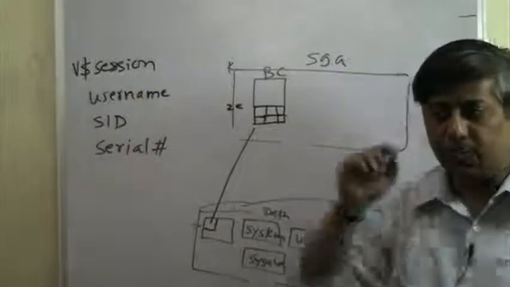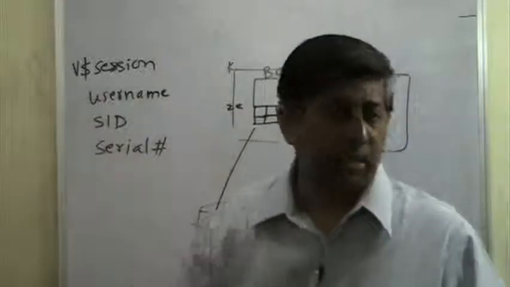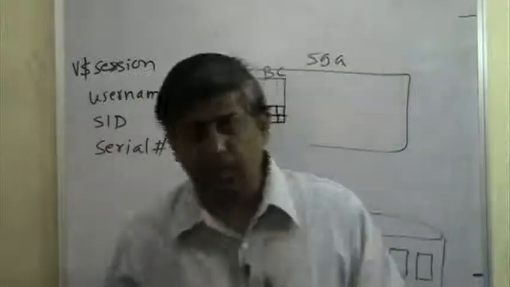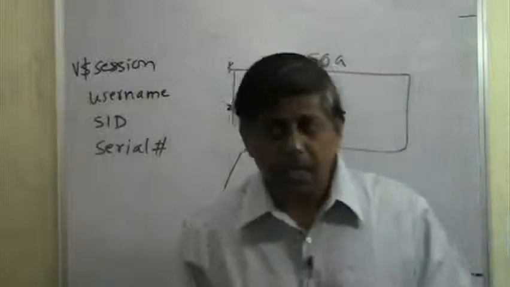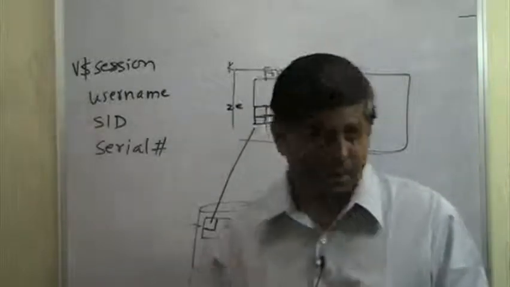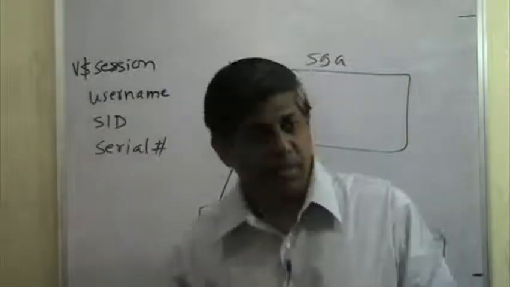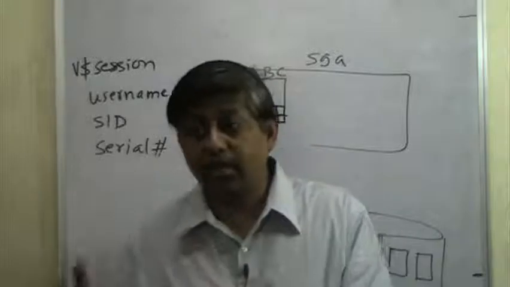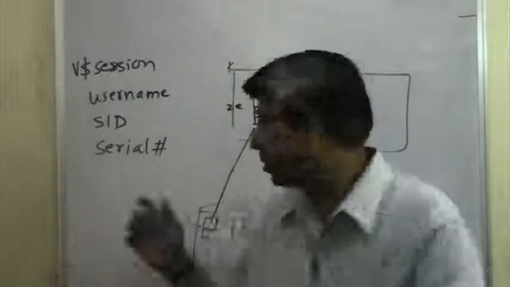In V$SESSION, you will see one row for one user connected to the database. So if there are 100 users connected to the database, you will see 100 rows, and in fact, you will see more than 100 rows. You will see 115 rows maybe in Oracle 10g. What are those extra 15? One for each of the processes which is running in the background.